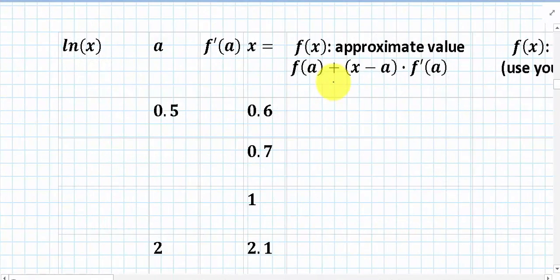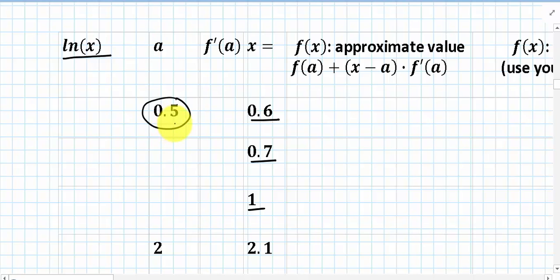In the first example, taken from my notes, I'm going to approximate the output of the function ln at 0.6, 0.7, and 1 using the output of ln and the output of its derivative at 0.5.